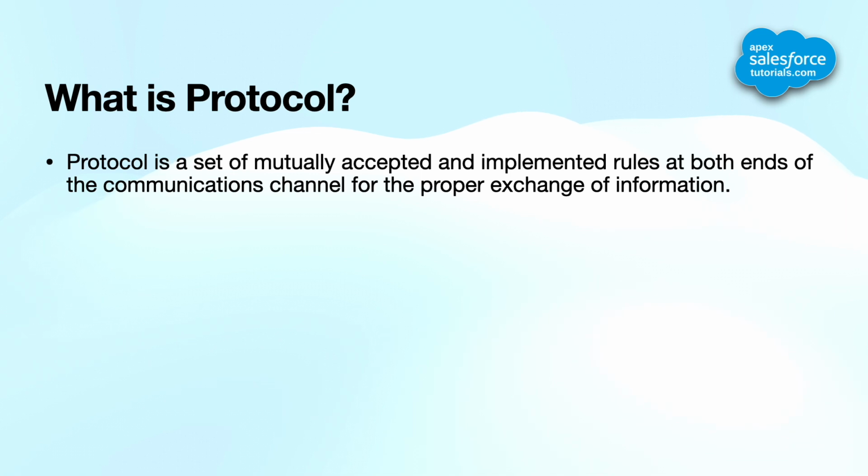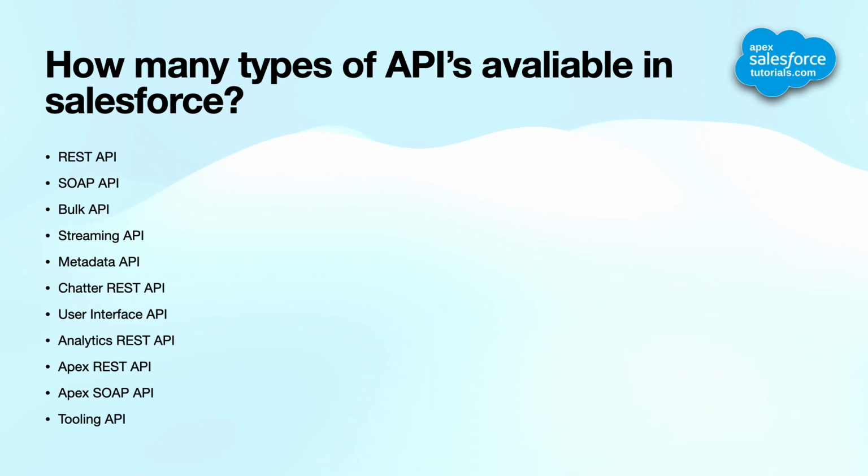Protocol is a set of mutually accepted and implemented rules at both ends of the communication channel for proper exchange of information. Now, our next question is how many types of APIs are available in Salesforce?